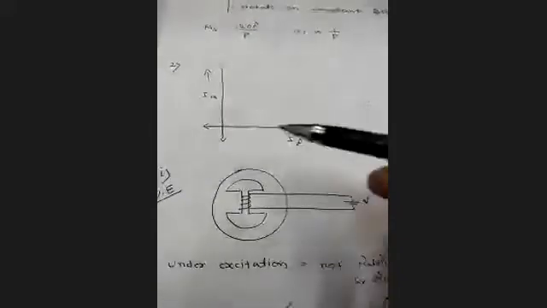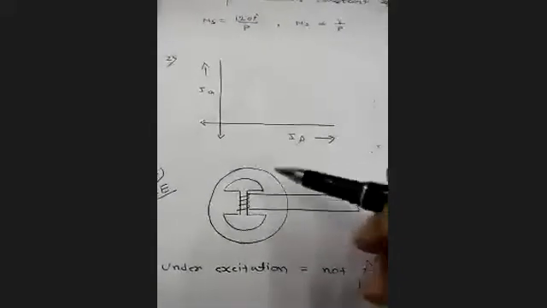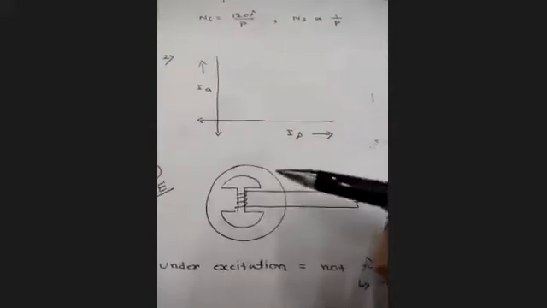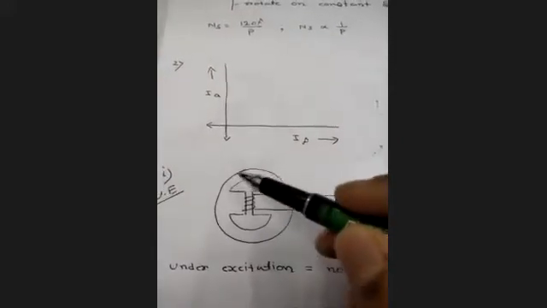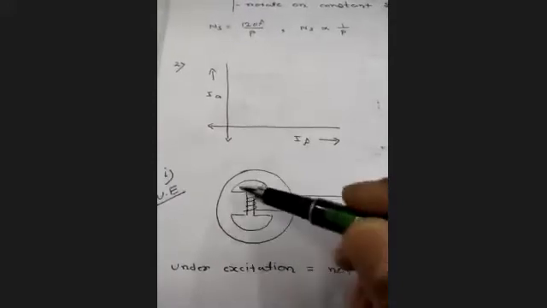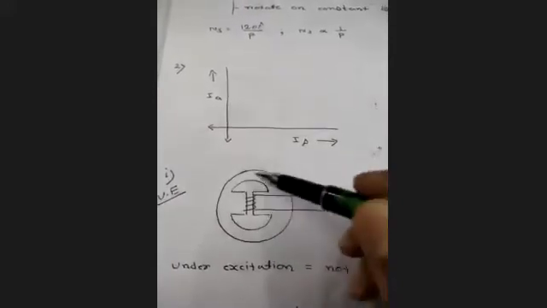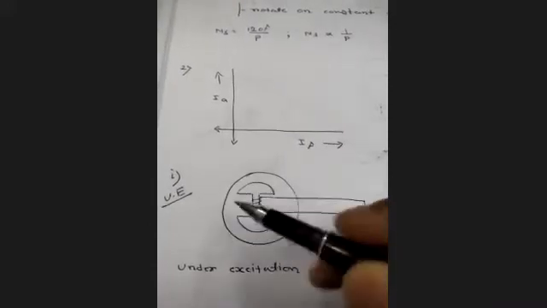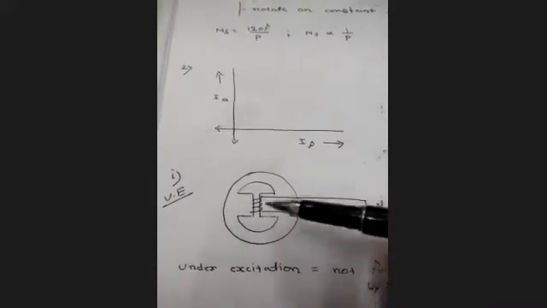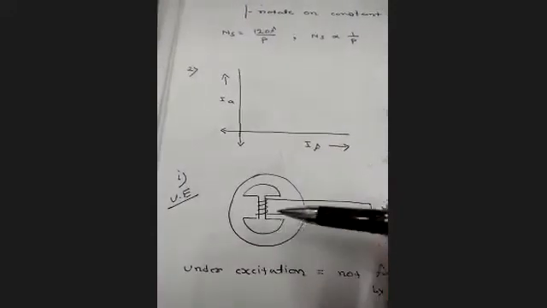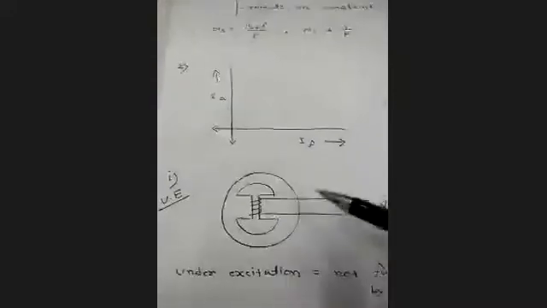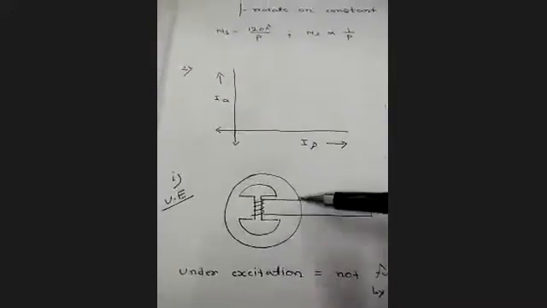The second condition is the unity power factor. When we excite the field of the synchronous machine, the generated flux fills the whole air gap. In this condition, the motor takes neither magnetizing nor demagnetizing current, so we call it the unity power factor.